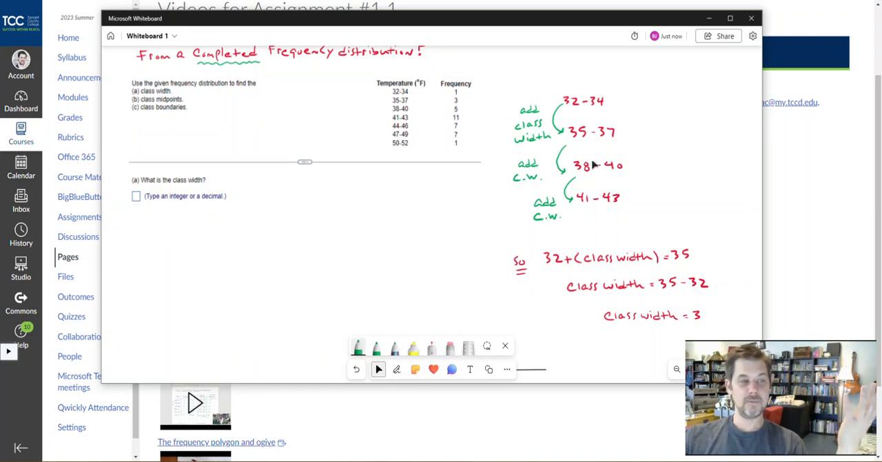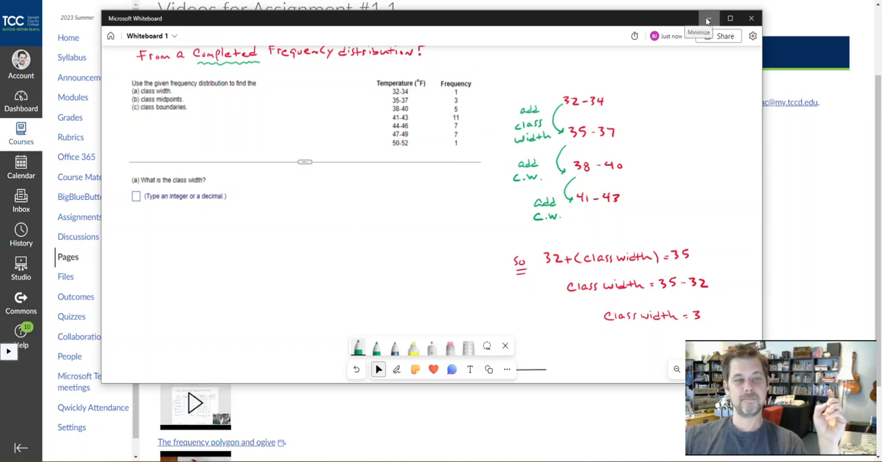So looking at it, you might say, well, the class width must be 3, and you'd be right, because 32 plus 3 is 35, 35 plus 3 is 38, 38 plus 3 is 41, all the way through this, okay? If you want to formalize that a little bit more, you could say, well, you take 32, you add the class width, and you get 35, and then you can solve for the class width by subtracting the 32. 35 minus 32 is 3. So you can get it that way too. So the class width is 3. That's how you find the class width.